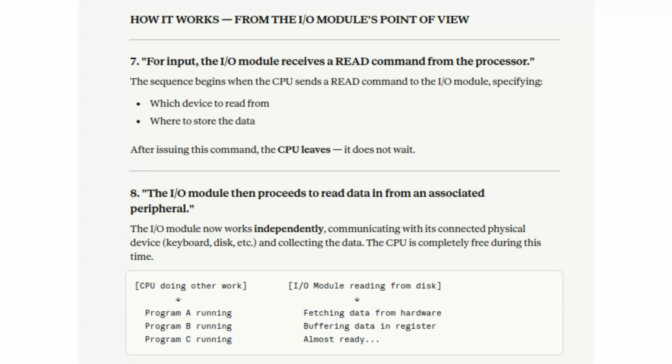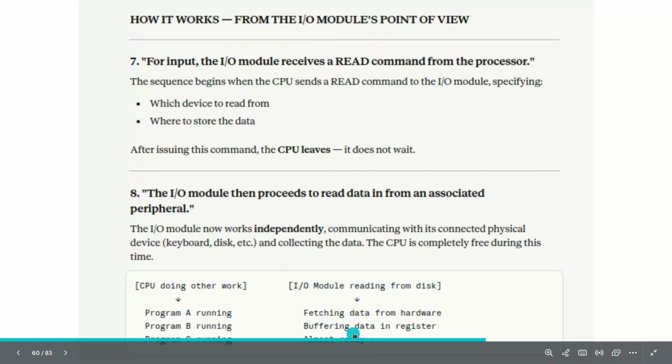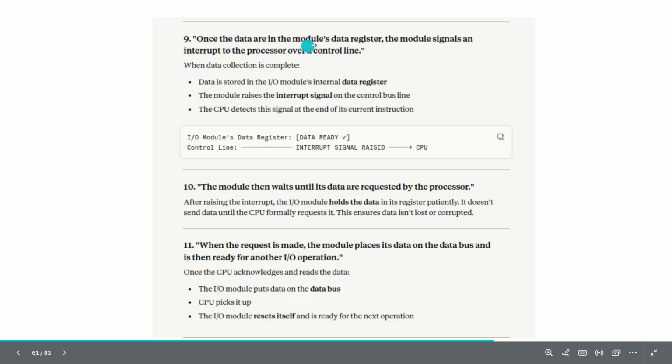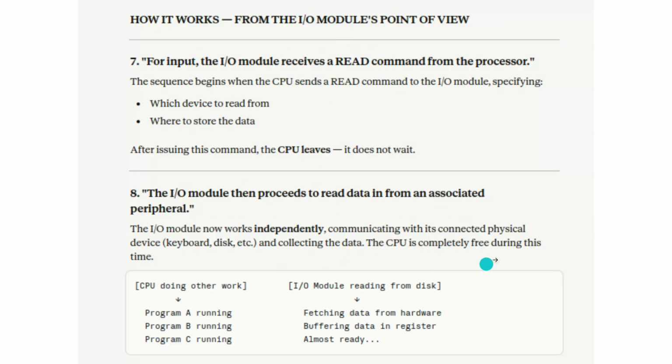It will fetch the data from the hardware or the device which is required. Once the data is in the module, it will be placed in the buffering data register. When that data has come into the module's data register, the module signals an interrupt to the processor over the control line. We told you the interrupt is sent on the interrupt control line. So the IO module works independently, fetches the data from our physical device, and buffers it in the data register.